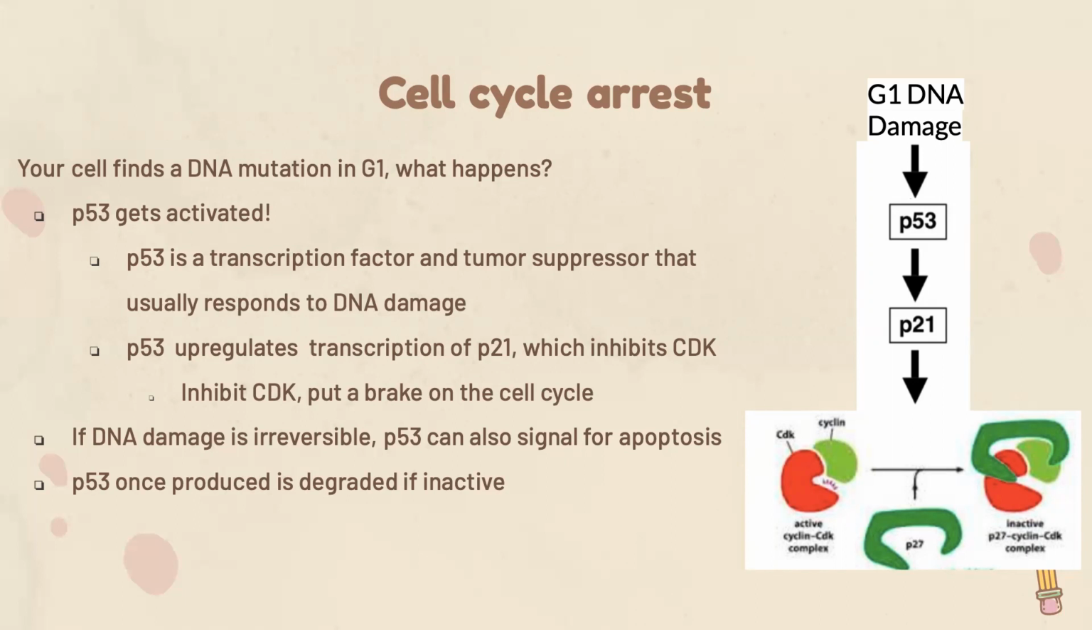So once P21 is made, it can bind to the CDK and cyclin complex to inhibit it and pause the cell cycle to allow it to fix whatever issue is going on. And then when P53 isn't needed, it's just degraded. So when it is needed, the cell can make sure it's not degraded so that it can do its job as a transcription factor.